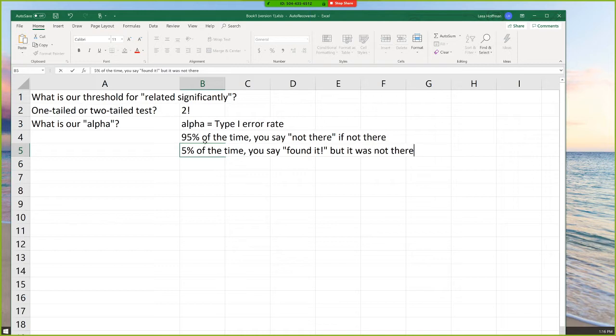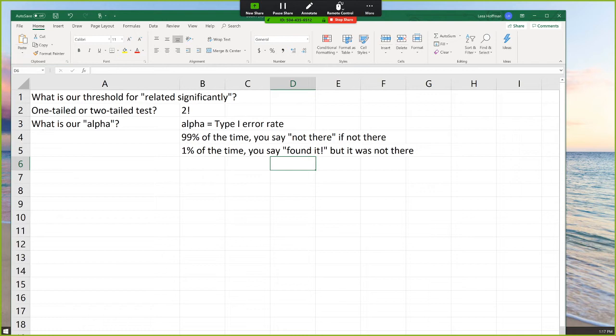So if I set my alpha instead to be 0.01, that means that 1% of the time I would have a false positive, and 99% of the time I would have a true negative. Okay, so those are the things we have to decide a priori, right? If we're willing to accept a relationship in either direction, two-tailed test, and how do we want to define what found it means? What's our error rate that we're willing to accept, type 1 error rate? Okay. Then there's a picture that I want to show you.